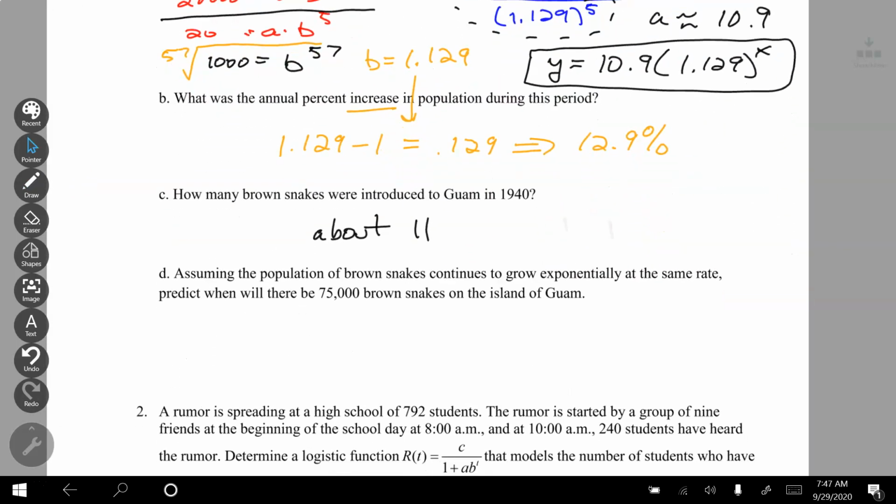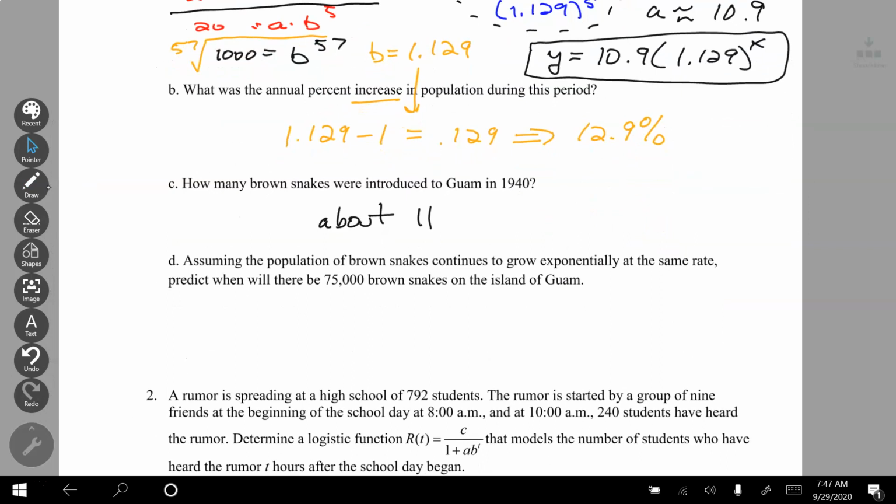And then finally, it wants to know, when will there be 75,000 snakes? So I could just take 75,000 is equal to 10.9 times 1.129 raised to the x, and divide 75,000 by 10.9. I get some weird fraction.